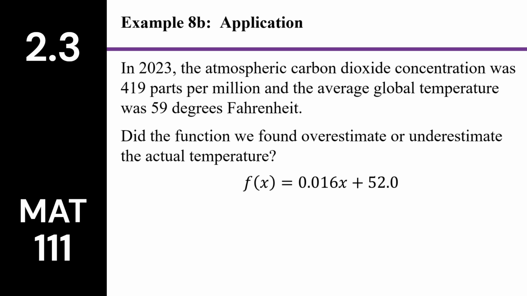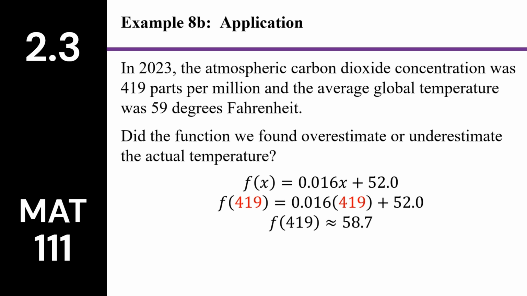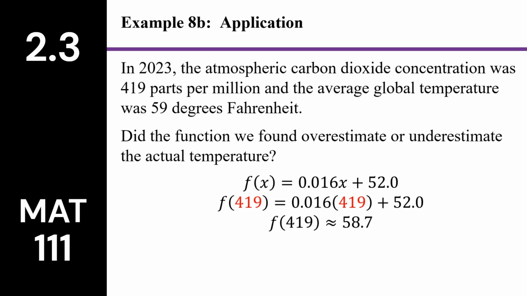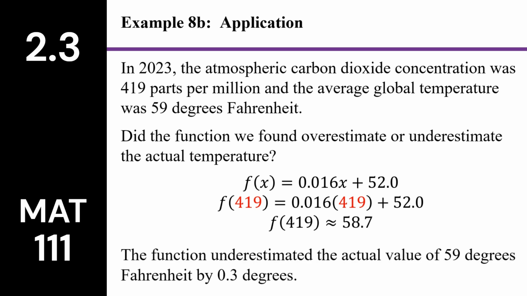So we'll take our function and we'll substitute in the parts per million, which is our x of 419. So f of 419 will be obtained by running this through our calculator, and that gives us approximately 58.7. Now 58.7 is what the formula gives us. The actual temperature at that time was 59 degrees, so our function underestimated by just a little bit. The function underestimated the actual value of 59 degrees by 0.3 degrees.